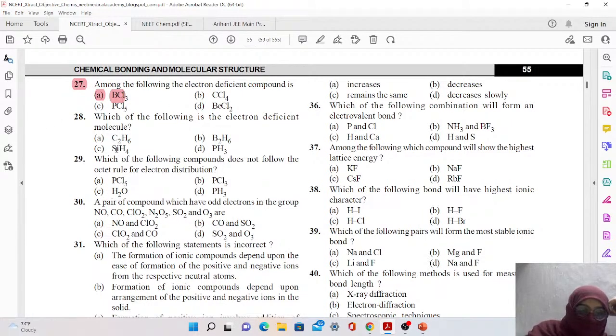Let's do similar questions. Which of the following is an electron deficient molecule? C2H6, SiH4, B2H6, D. What do you think the answer is? Again, boron came here. That means the answer is going to be B, because boron belongs to group 13. Oh, it's the 29th. Let's do the 29th. What is the 29th?